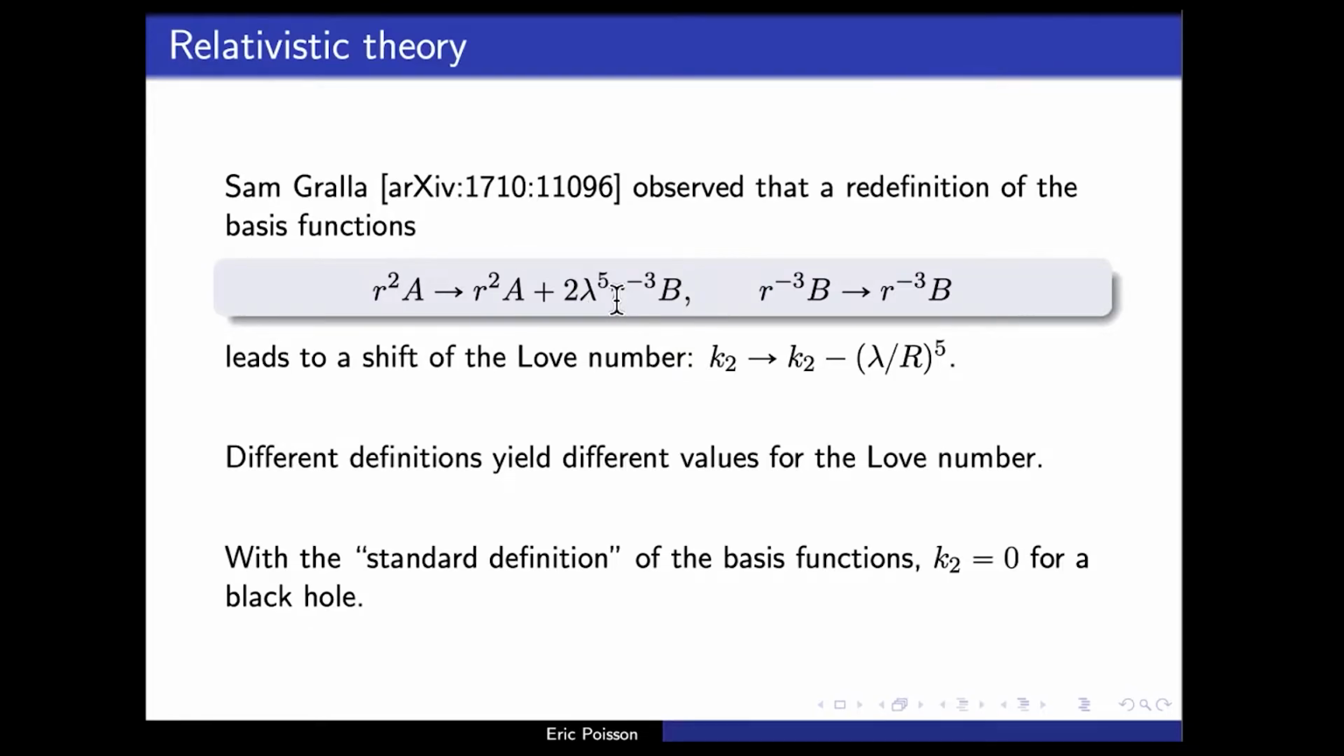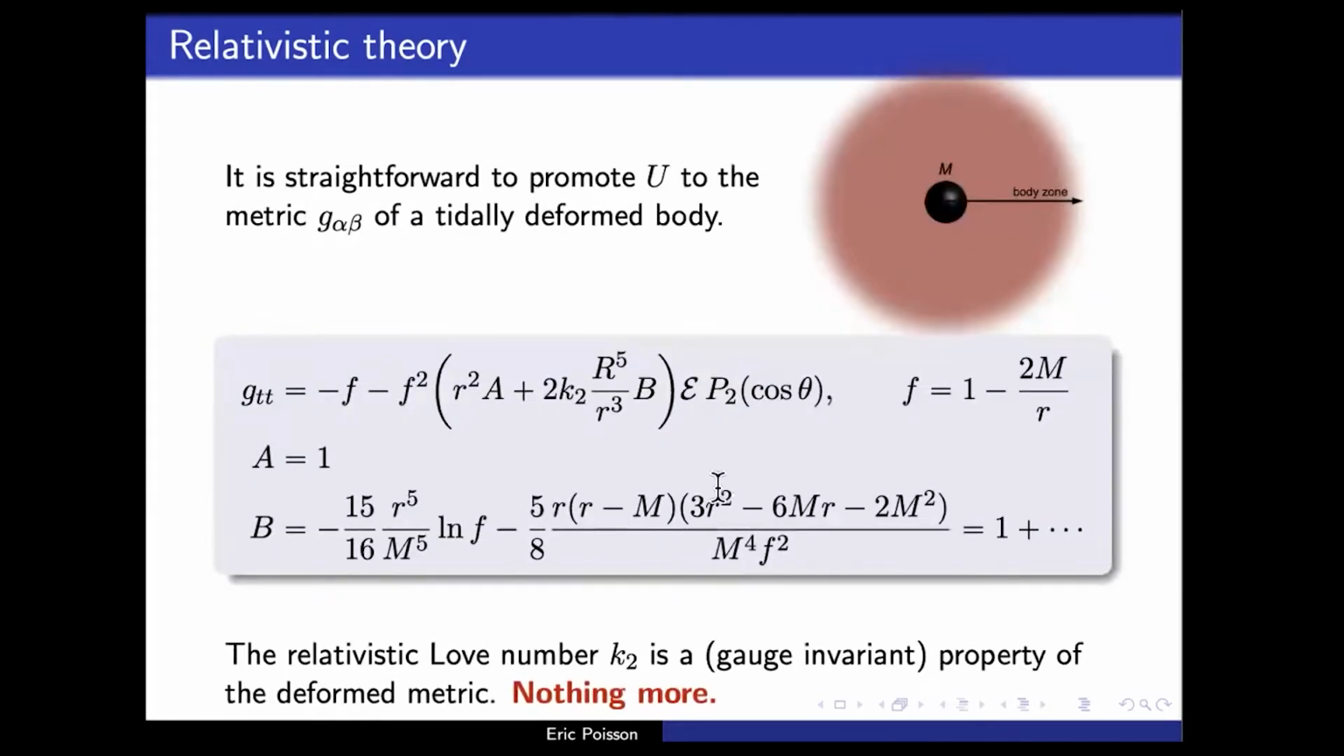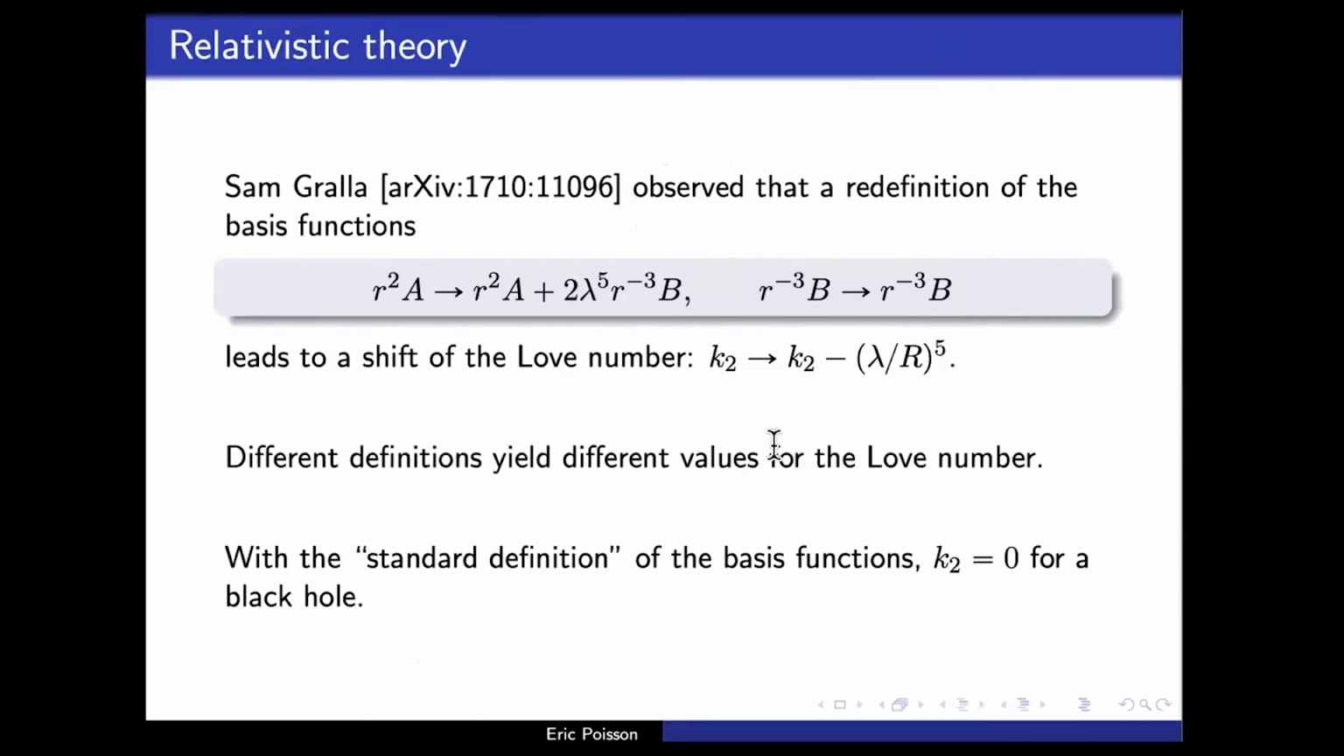So the point is that I declare that Love numbers are 0 for black holes, but that's true under one definition for the basis functions. And if I make a redefinition, then I change the assigned number to the Love number. And to me, and to Sam as well, that was a strong hint that maybe there's something more that needs to be said about Love numbers before they get incorporated into gravitational wave models that incorporate tidal deformations. And to me, that made the point really clear that the Love number by itself may be a property of a deformed metric, but it's not yet a property of a gravitational wave model or a gravitational wave signal.